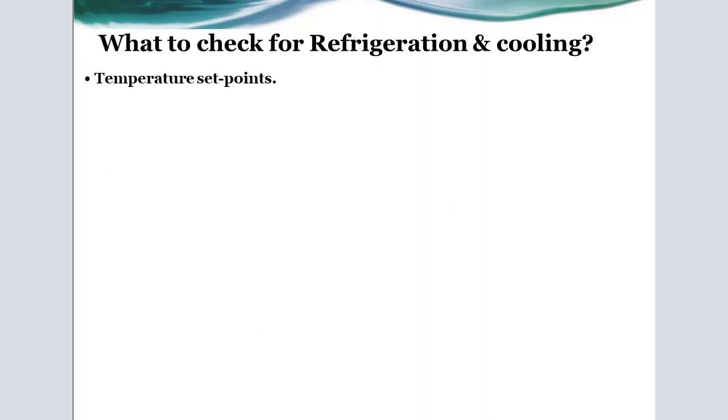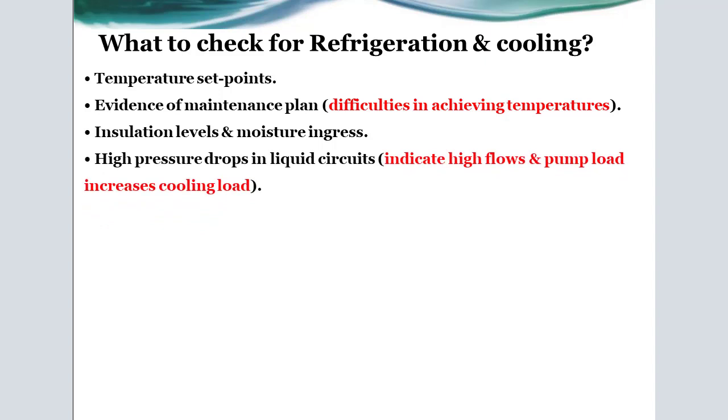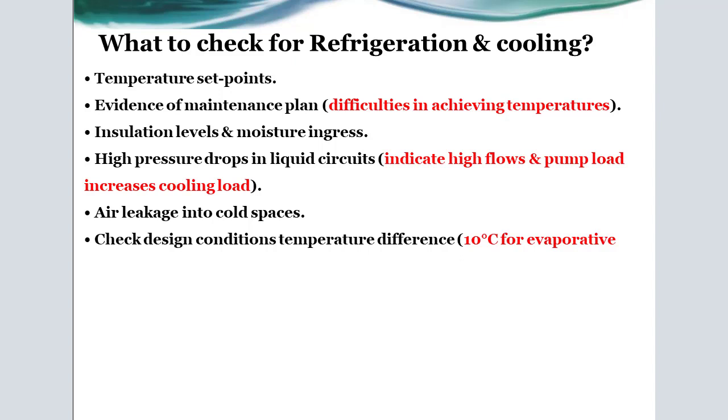Also, what to check for refrigeration and cooling systems? First, we must check the temperature set point and provide evidence for the maintenance plan if there are any difficulties in achieving the temperature required, and also check the insulation level and moisture ingress, and also if there are high pressure drops in liquid circuits, which indicates high flow and high pump load that cause an increase in cooling load, and also if there is any leakage in the cold space, and check the design condition temperature difference.